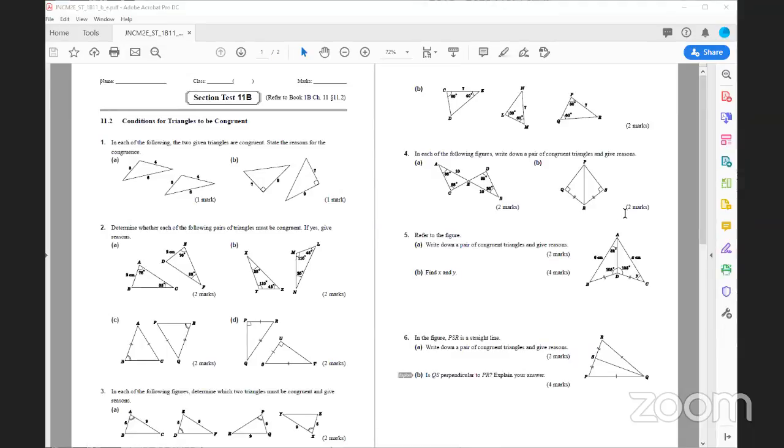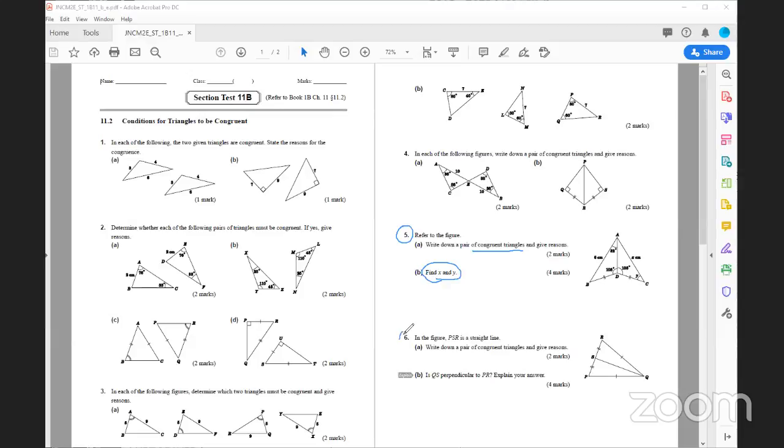And then for 4B, question 4B, you can see that the 2 triangles share one side, PR. Okay, it means PR belongs to triangle PQR. PR is also one side of the other triangle, PSR. And then same for question 5. Now for question 5, first, you need to find a pair of congruent triangles and then give reason. And then after you know which triangles are congruent, you can find X and Y.